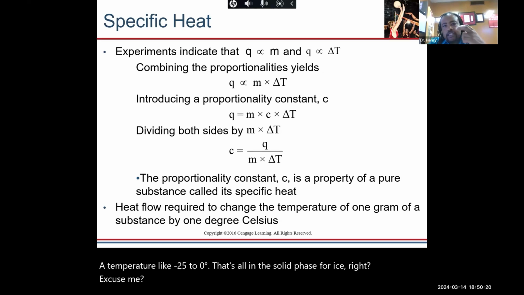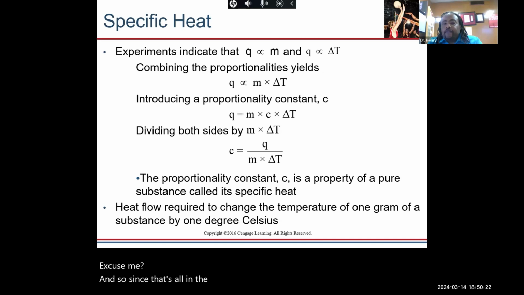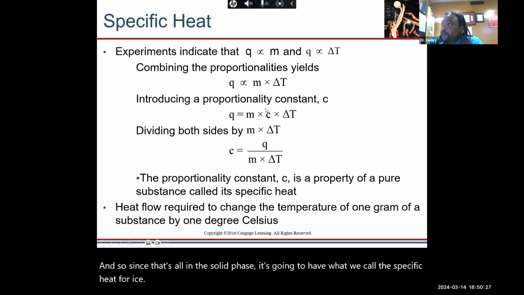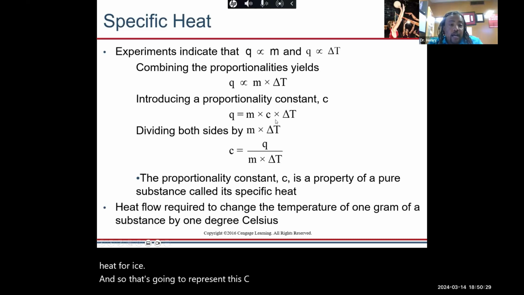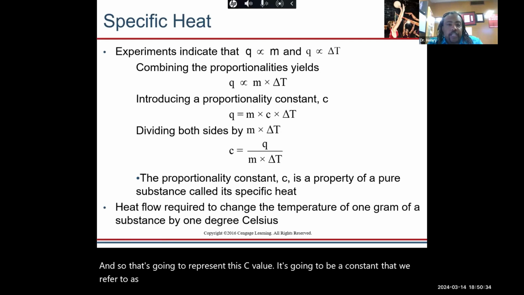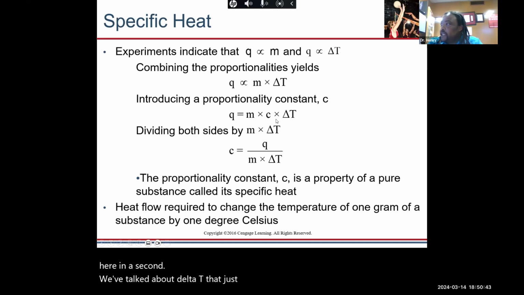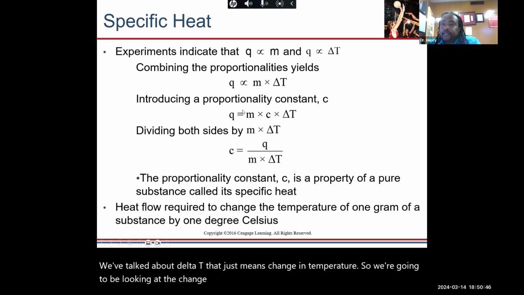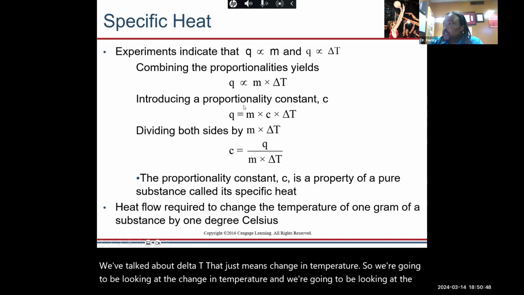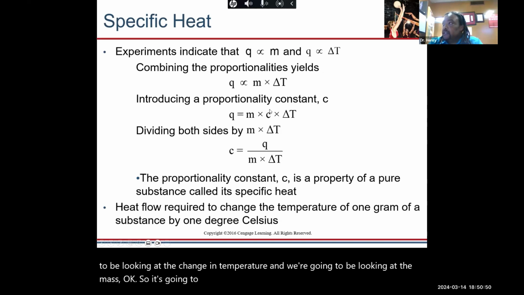And so since that's all in the solid phase, it's going to have what we call the specific heat for ice. And so that's going to represent the C value. It's going to be a constant that we refer to as the specific heat, and there's tables for it. I'll show you that here in a second. We've talked about delta T. That just means change in temperature. So we're going to be looking at the change in temperature, and we're going to be looking at the mass. So it's going to be mass times C times delta T.